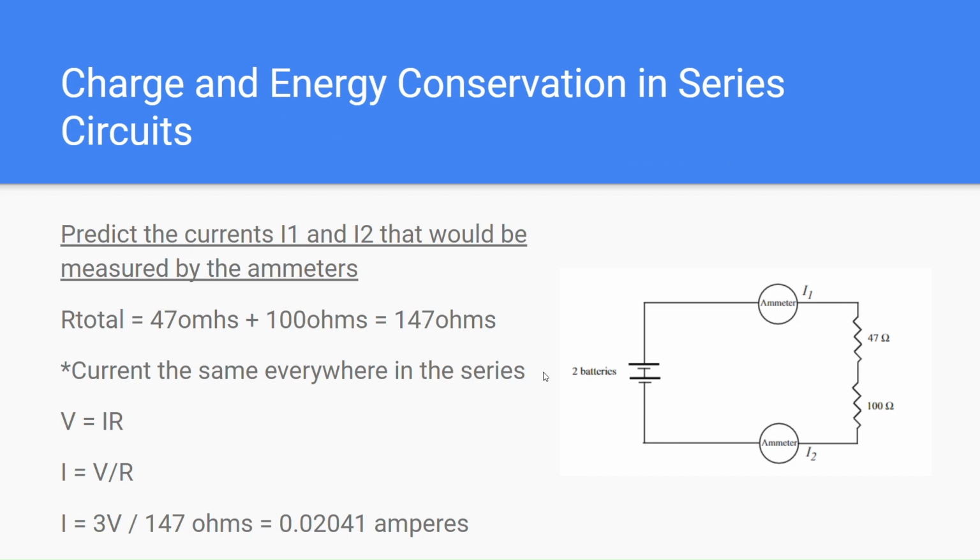All right, so let's look at the first one. They give us this graphic, and so predict currents I1 and I2, which would be measured by the ammeters. Ammeters have very low resistance, so we're not going to take that resistance into account. Our total resistance is just those two resistors added up, so 147 ohms. Using Ohm's law, we end up getting about 0.02 amperes.